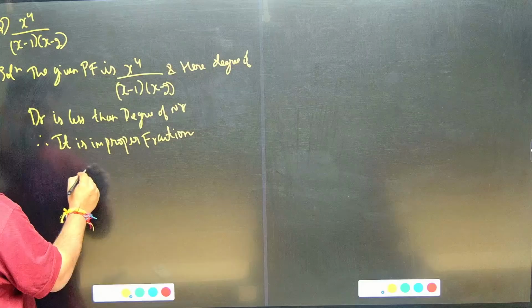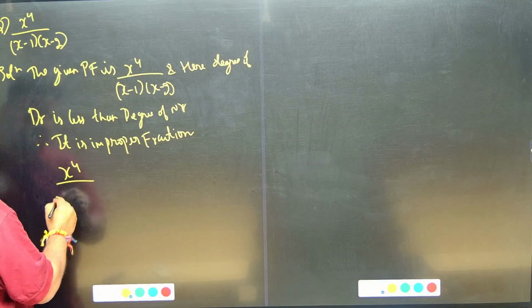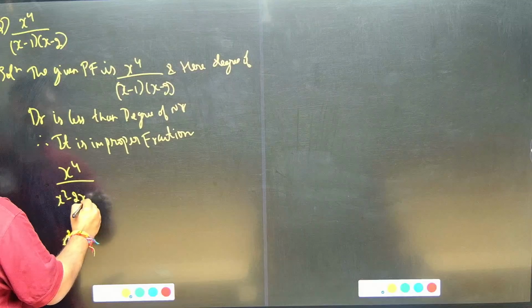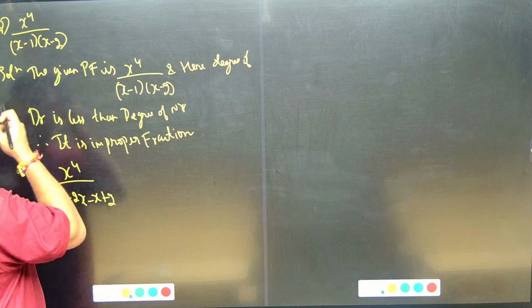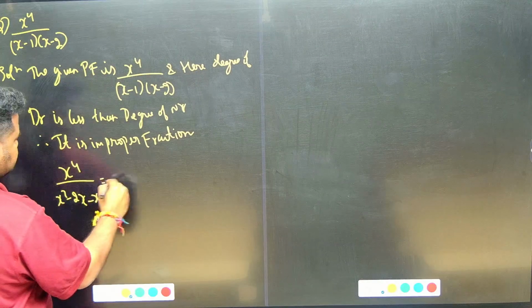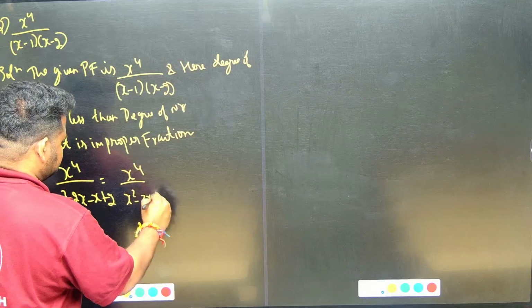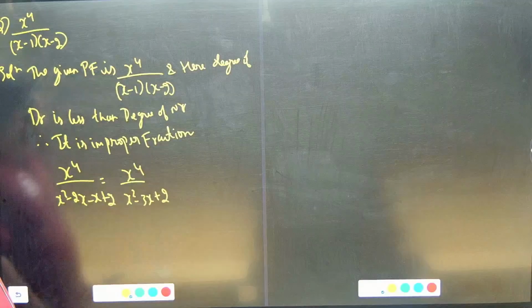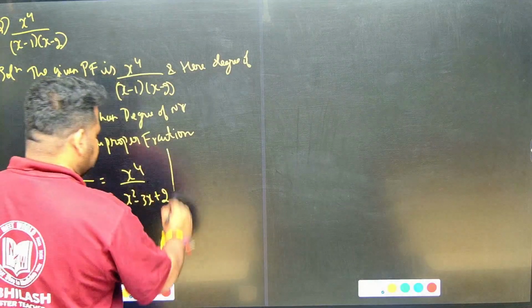What I will do? x power 4 by x minus 1 into x minus 2. x into x is x square, minus 2x, minus x plus 2. So this will become what, friends? This can be written as x power 4 by x square minus 3x plus 2. Now let us use the long division method to convert this into a proper fraction.